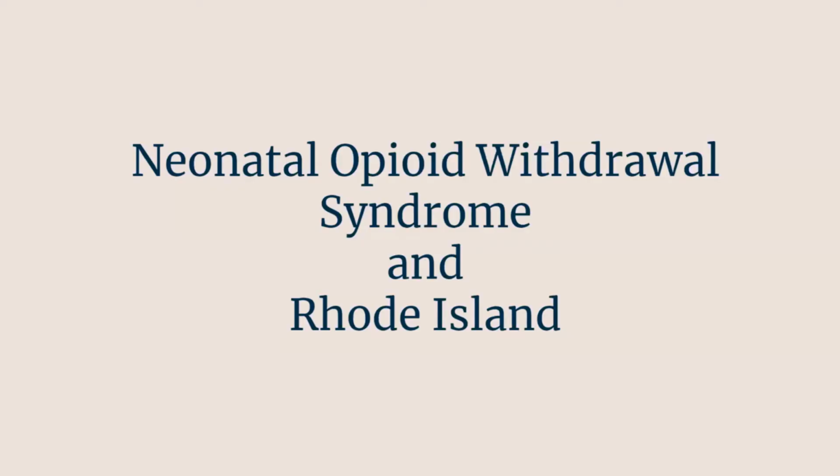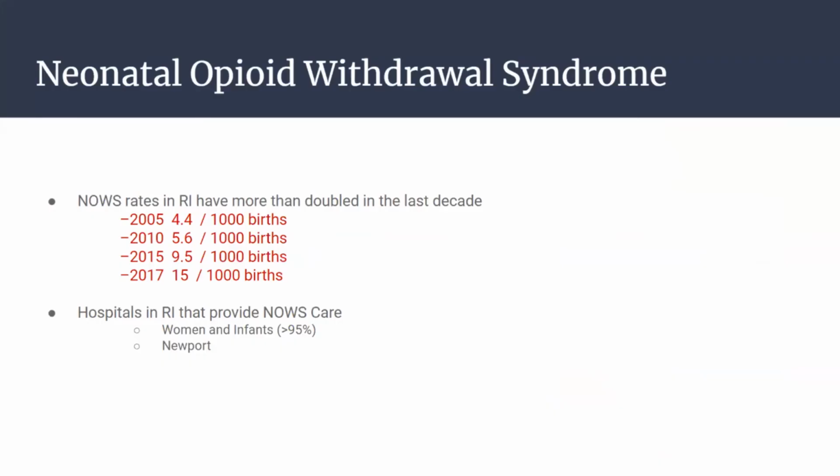So in Rhode Island, our NOWS statistics have been alarmingly high compared to the other states across the country. So in 2005, there was about 4.4 per 1,000 births with a diagnosis of NOWS. In 2010, it was about 5.6.